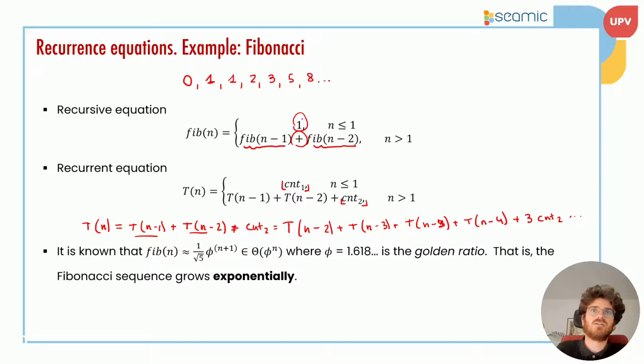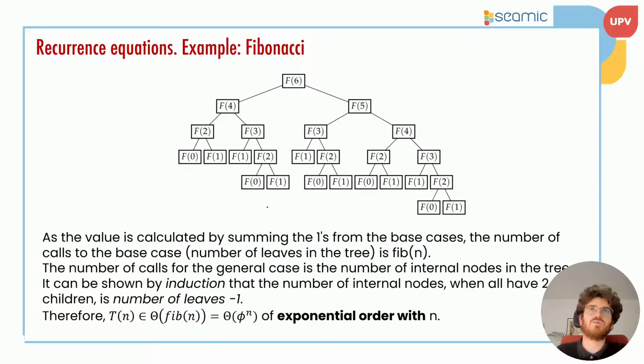But we can see that these two equations are very similar. And thus, if we know something about Fibonacci, and there are many things known about Fibonacci, it is that Fibonacci for a really large number approaches this formula, where this phi is the golden ratio, and thus we have an exponential cost to Fibonacci.